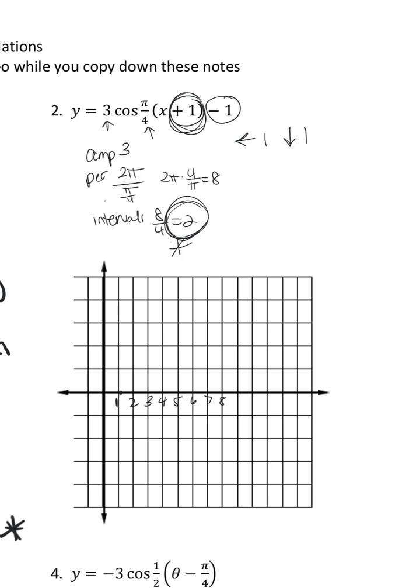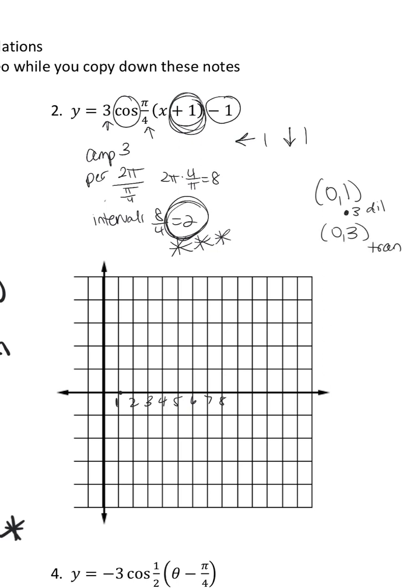But I have to be really careful that I keep my points 2 units away from each other. So this is cosine. Cosine, we always think start at (0, 1). And then I'm going to multiply by my a value. That's called my dilation, which puts me up at (0, 3).